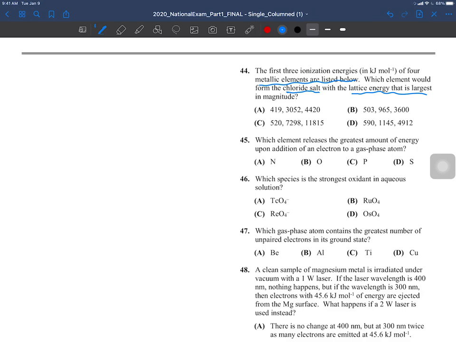So I think first, what is the symbol for us to express the lattice energy? I forgot. Now just say LE, okay? Lattice energy. So the lattice energy is proportional to the charge of the cation multiplied by the charge of the anion divided by the distance of the two adjacent cation and anion. So this is based on Coulomb's law.